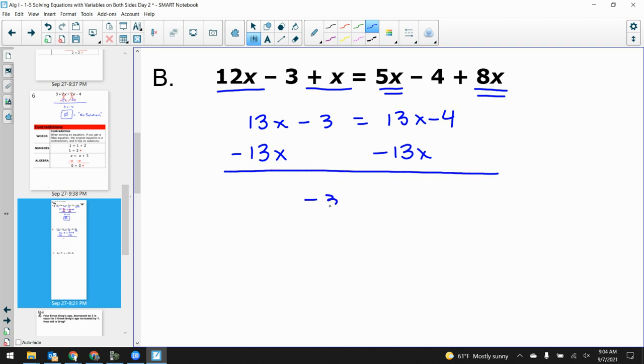When we do that, I get -3 is equal to -4 because the variables end up canceling on both the left and the right side. So what's my answer? Yep. No solution. Good. There is no solution to that equation. No numbers would work. Nothing would work. You can try for the rest of your life plugging in numbers for x and nothing would work.